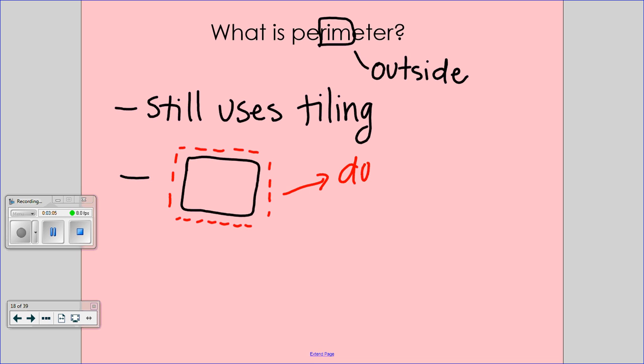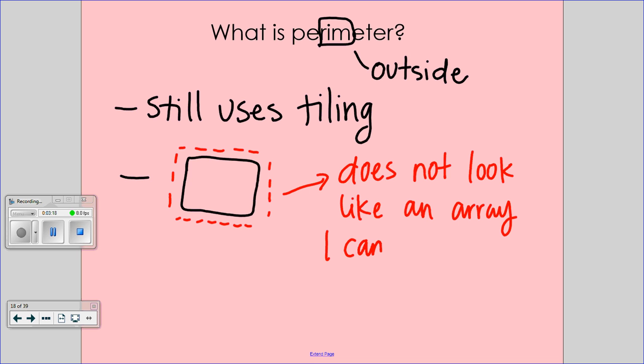So perimeter does not look like an array, which means I cannot use multiplication. That's the reason why we can use multiplication for area: it looks just like an array. Perimeter is not, so we cannot do that. Okay?